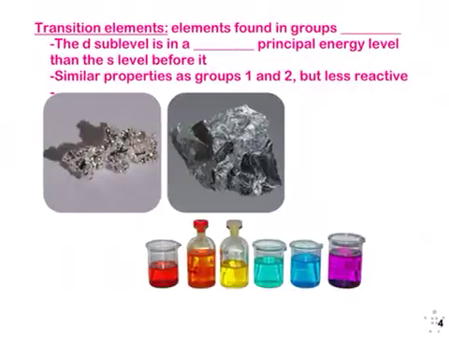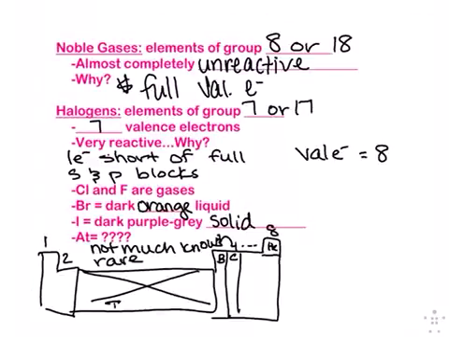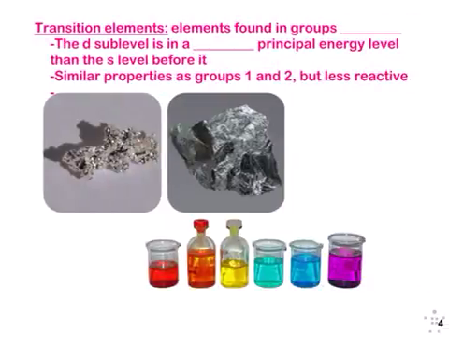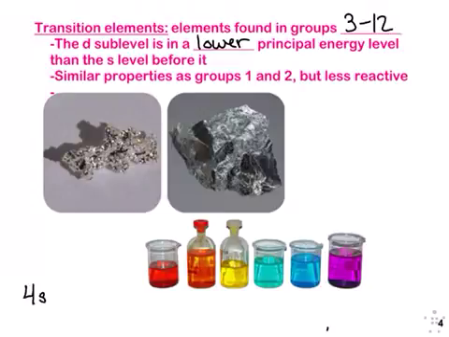So looking at the transition elements, they are in this middle D block. They're found in groups 3 through 12. And the D sublevel is, remember, in a lower principal energy level than the S level before it. So if we're in the 4S level, what D block would we be in? 3D. Good. They have similar properties as groups 1 and 2 because of having this S block full, but they're less reactive because this has the 2 valence electrons in it.